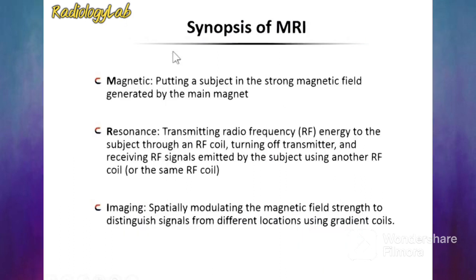Well, here is a synopsis of MRI. Magnetic means putting a subject in the strong magnetic field generated by the main magnet. The resonance part is transmitting radio frequency energy to the subject through an RF coil, and then receiving the RF signal emitted by the subject with another RF coil, or the same RF coil used for the transmission. That is about resonance. The imaging part is spatially modulating the magnetic field strength to distinguish signals from different locations using gradient coils, and we will talk about that later.